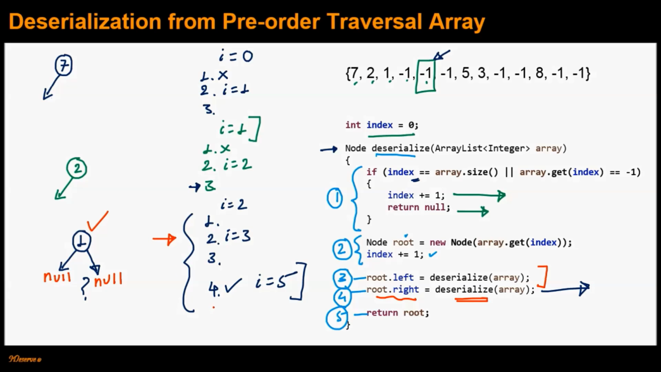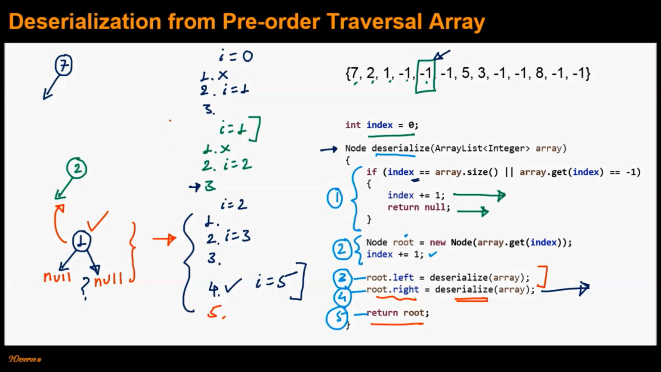Now we resume the execution for this particular call sequence. So we go to step number 5. 4 steps are already executed and the current tree that is constructed in this call sequence is this particular tree. Now in step number 5, we are simply returning the root node for the current tree that is constructed in this call sequence. So node 1's reference would be returned here, right?